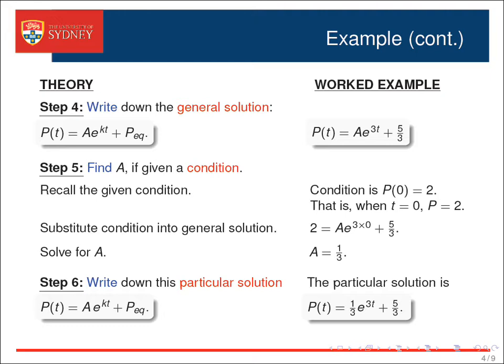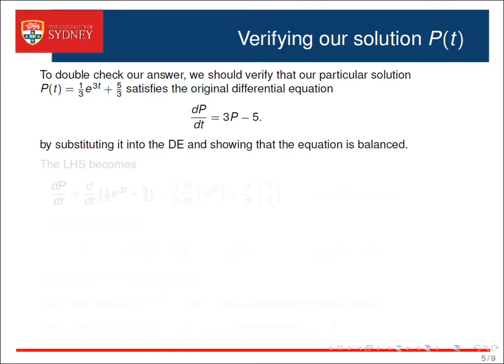Slide 5. Verifying our solution. To check that the answer we just obtained is a solution to the differential equation, we can simply substitute the answer into the differential equation and show that both sides are indeed equal. Here, we will substitute our solution into dp dt equals 3p minus 5.